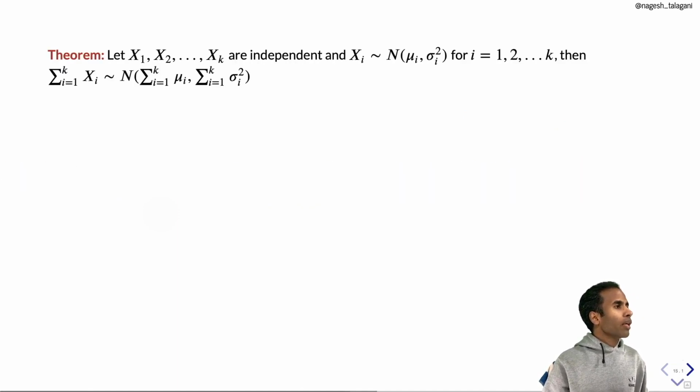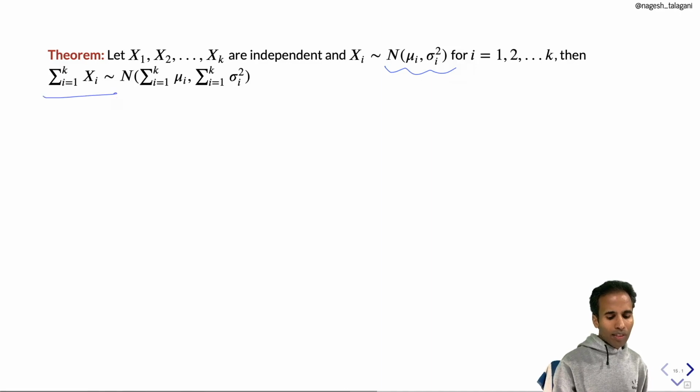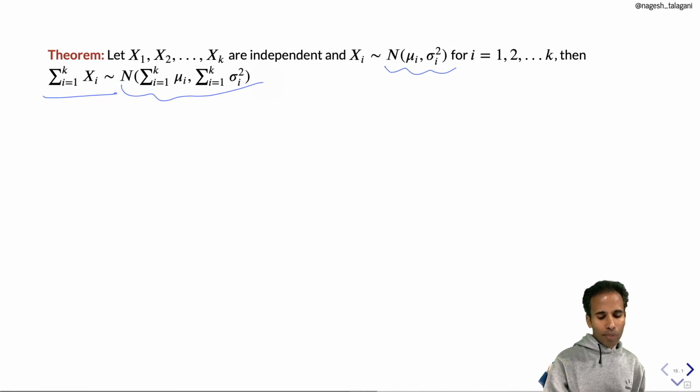Next theorem, let X1, X2, and so on, Xk be independent and Xi follows normal distribution with the parameters mu i, sigma i square. Here the mean parameter is mu i, the variance parameter is sigma i square, for i equal to 1 to k. Then summation Xi from i equal to 1 to k follows normal distribution with the mean parameter summation mu i from i equal to 1 to k and the variance parameter summation sigma i square from i equal to 1 to k.